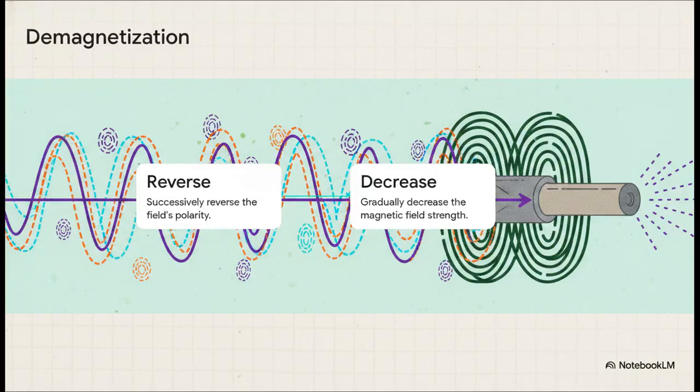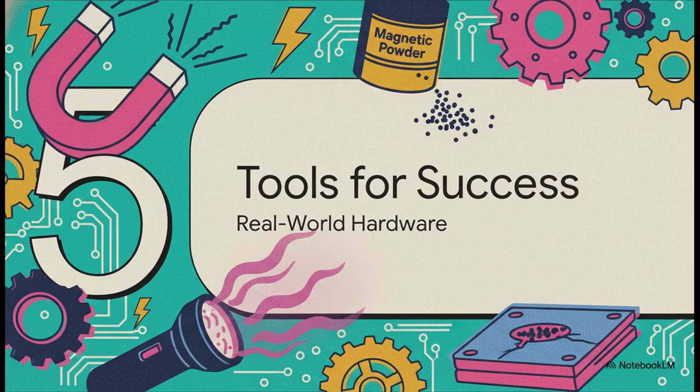To completely erase the metal's magnetic memory, you just need to strictly follow 2 simultaneous steps: successively reverse the polarity and gradually decrease the field strength. We usually pull this off simply by passing the part through an alternating current field and slowly pulling it away. AC's natural reversing waveform does all the heavy lifting for you, stepping that hysteresis loop down until the residual flux is basically 0. All right, final stretch.